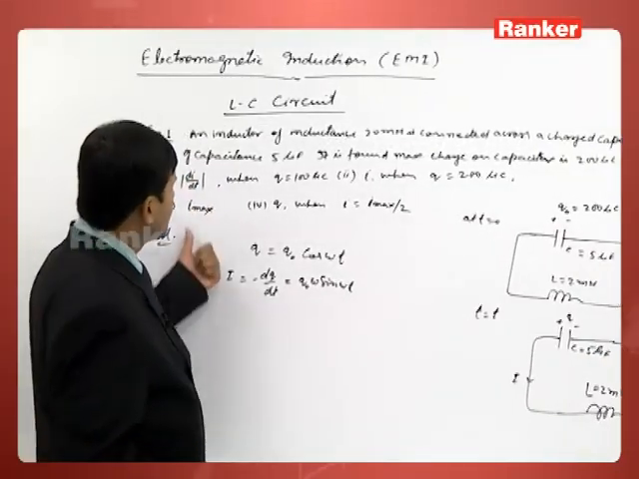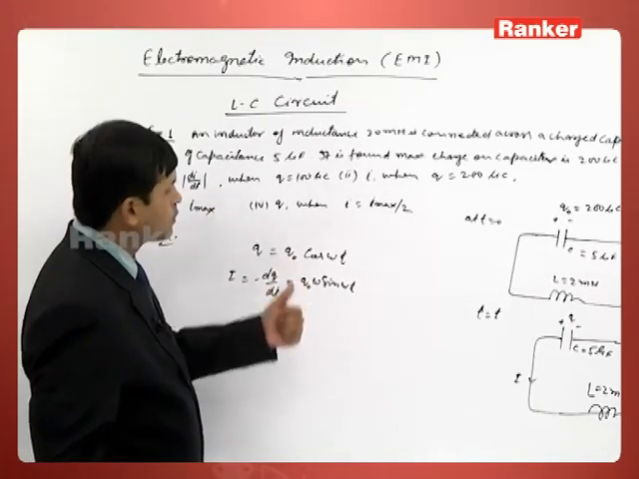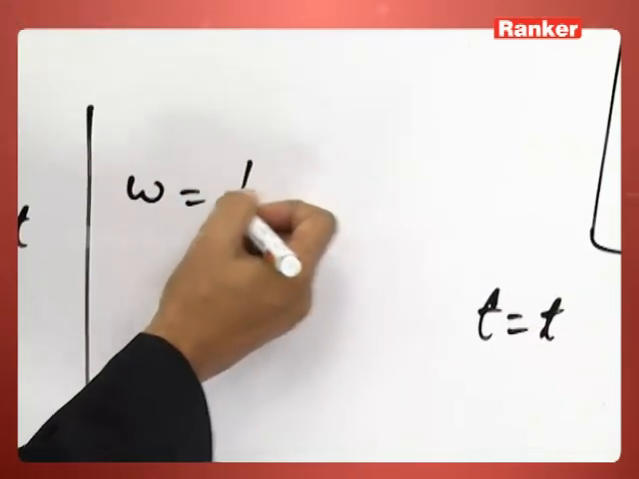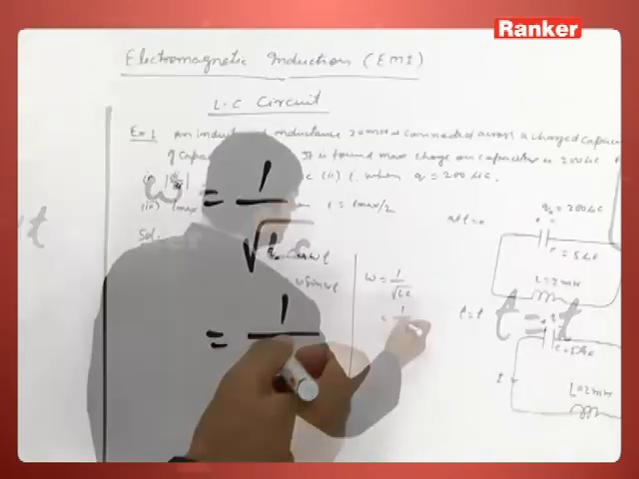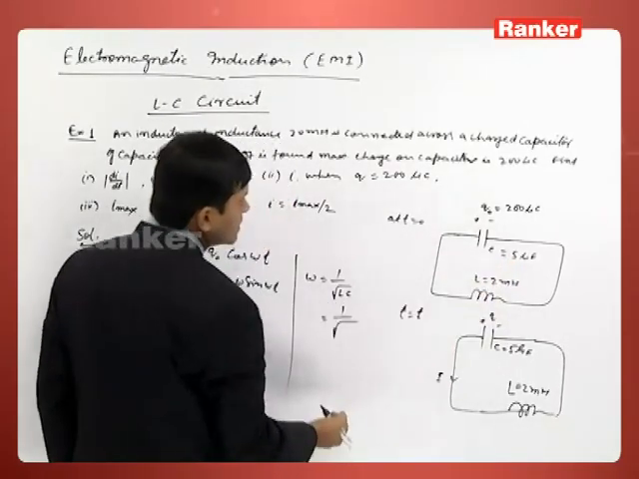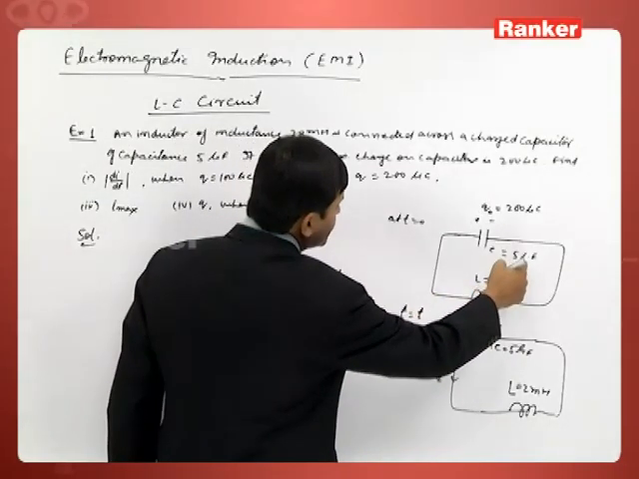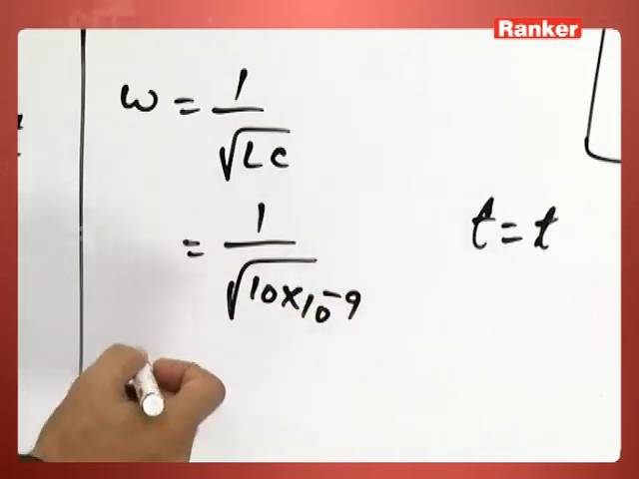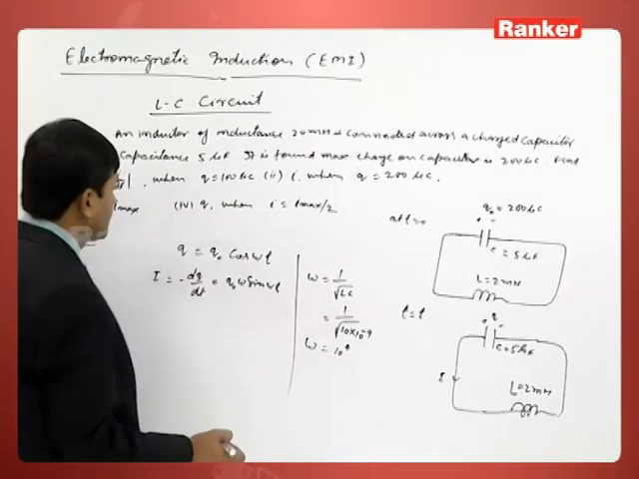Now come to our relation. First we would like to find the omega value. As we know, omega is equal to 1 over root LC. Substitute the values of L and C. L is 2 millihenry, which is 2 into 10 to the power minus 3, and C is 5 into 10 to the power minus 6, giving 10 to the power minus 9. So omega will be 10 to the power 4. This is the omega value.